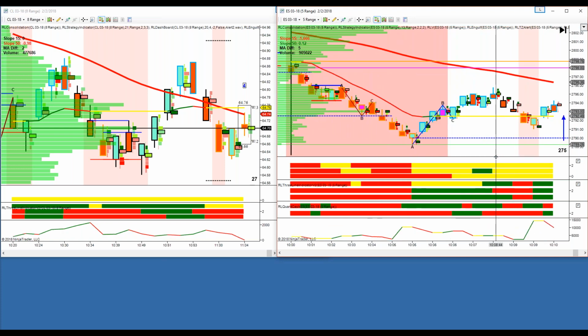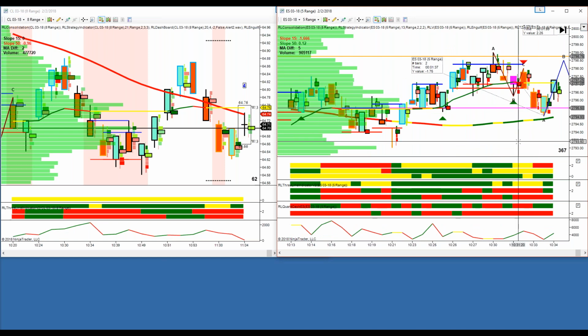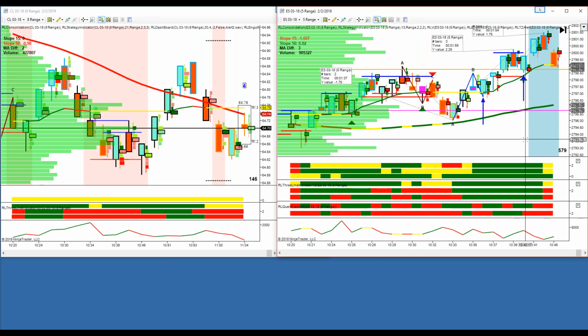I want order flow, momentum, and stochastic to be in my direction on multiple time frames when I take the trade. It really does help tell you where price is going to move out into the future.